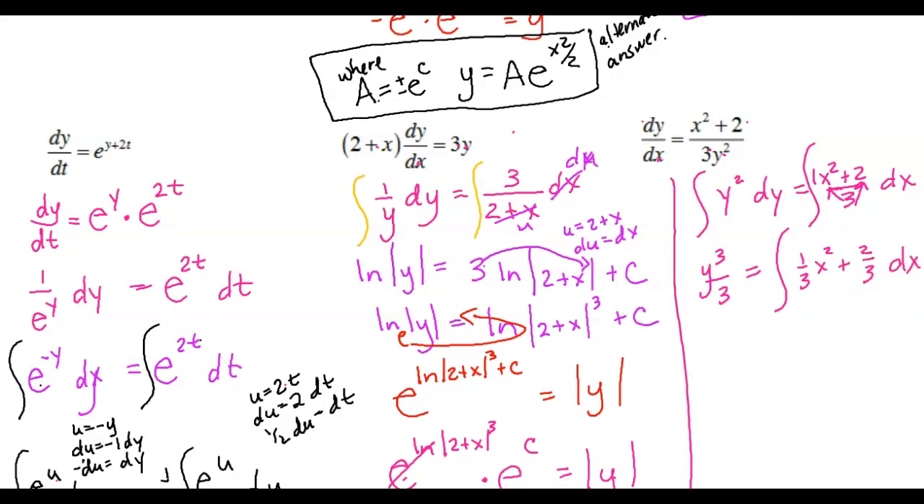Okay. So then the right side. If I integrate, I'm going to add a power and divide by it. So I get x cubed over 3 times 3 would be 9. And then I'm going to add a power of x and then plus c. Okay.